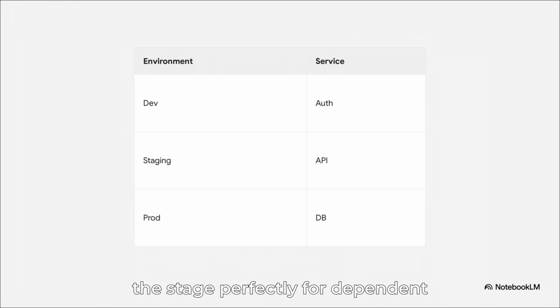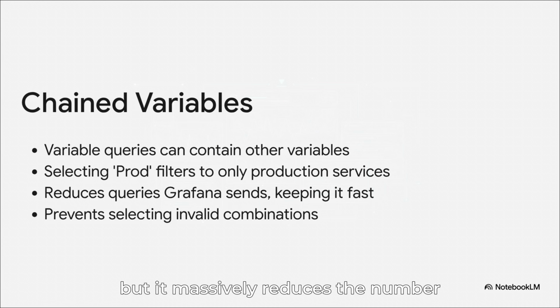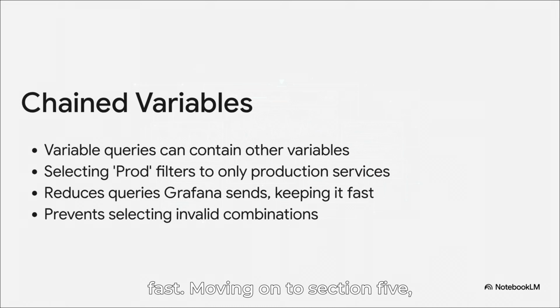Which sets the stage perfectly for dependent cascading dropdowns. And this brilliantly illustrates the whole concept of chained variables. In Grafana, variable queries can actually contain other variables. So here's the play. You create an environment variable first. Then, in your service variable query, you reference that environment variable. Now, when a user selects prod from the first dropdown, the second dropdown instantly filters to show only production services. Not only does this prevent users from picking invalid combinations, but it massively reduces the number of queries Grafana has to send to your backend. It keeps your dashboard lightning fast.